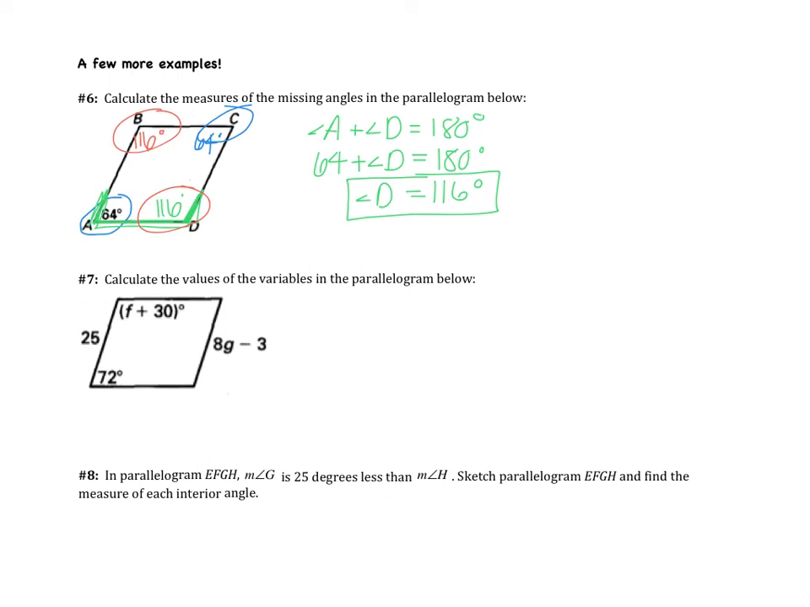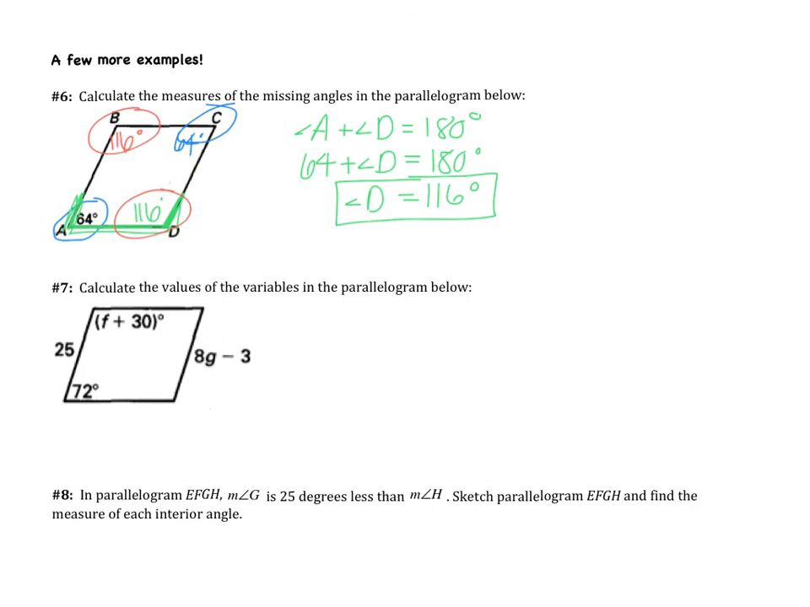Please make sure when you're saying your answers that you write them all out. So angle C equals 64 degrees. Don't just leave them in the diagram. It's very hard for us to read. So write out all your missing angles.